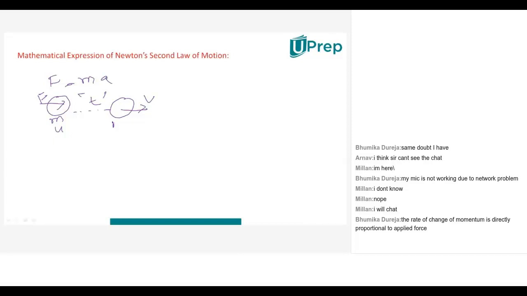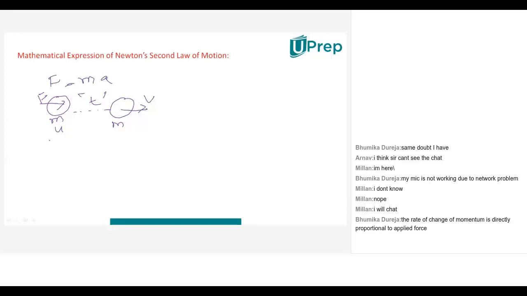Now what is Pf? Tell me, Arnav. Final velocity, or final momentum. P stands for what? The P stands for momentum. Very good. So Pf means final momentum.